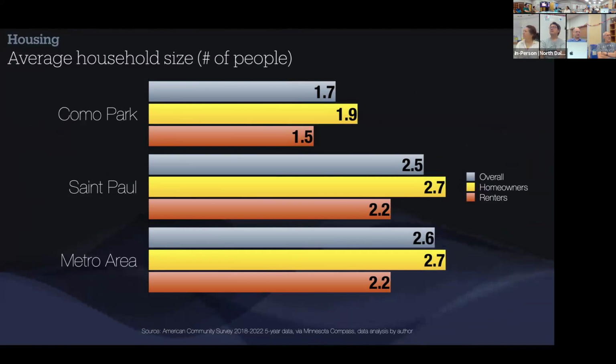Average household size, Como is markedly lower than St. Paul and the metro area. Can't totally explain this, but I think older population is part of it. Wealthier population is part of it, although Como Park's not wealthier than the metro area, so that doesn't explain it completely. So that's really interesting in the context that 2/3 are owner occupied homeowners. And yet the average household size is less than 2.